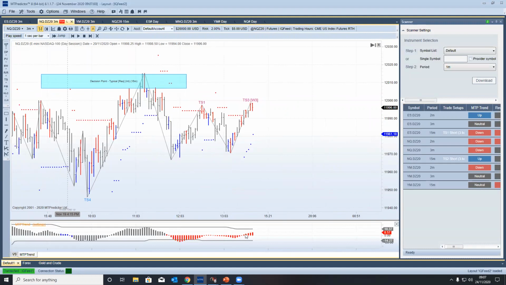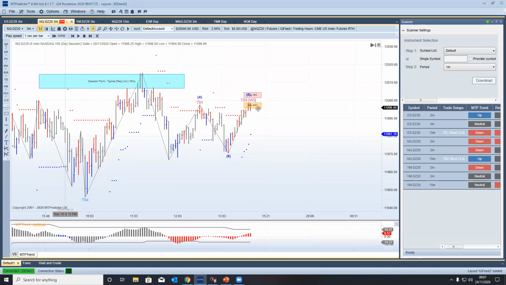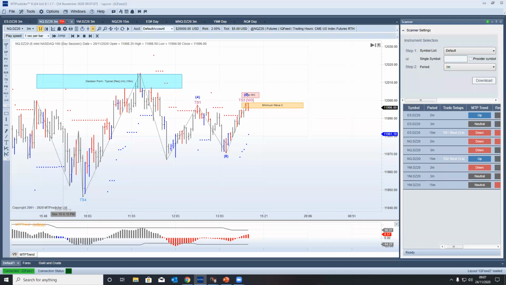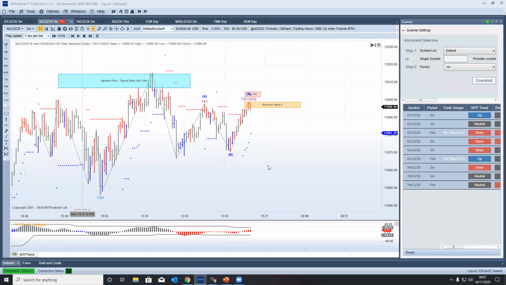MTP trend is red. Initial decline down. Here's an ABC pattern coming up here. If I do Elliott waves, here's our ABC pattern. Can anyone tell me why we like this particular trade setup and why it's a particular favorite of mine coming in here? Why do we like this particular trade setup? This first one, TS1, was perfectly valid, but why do we particularly like this one here? Come on, guys, you should all know this.